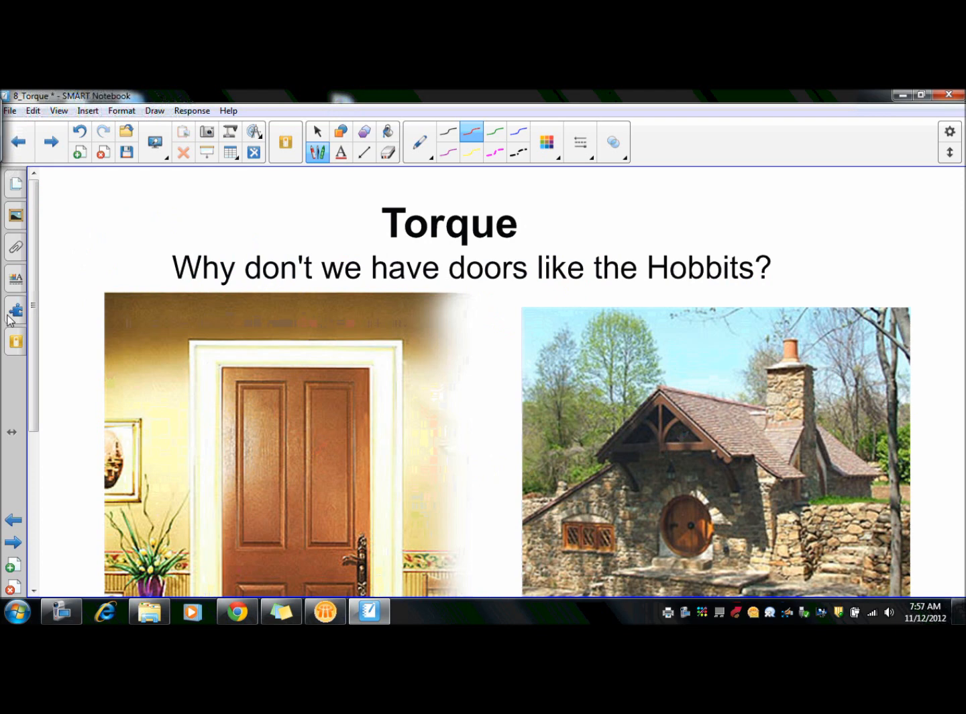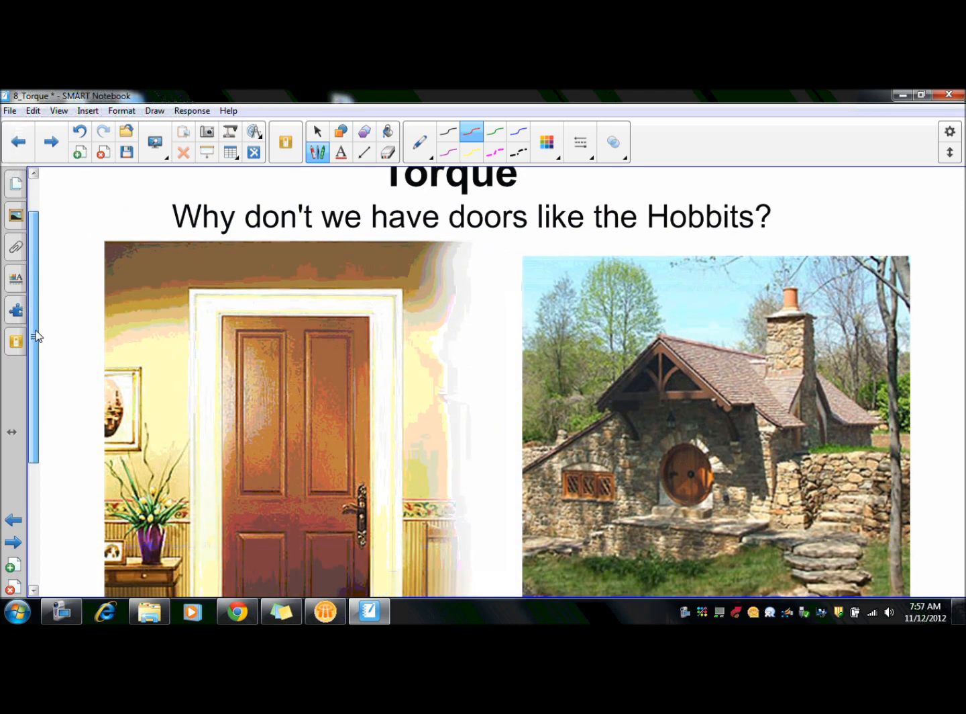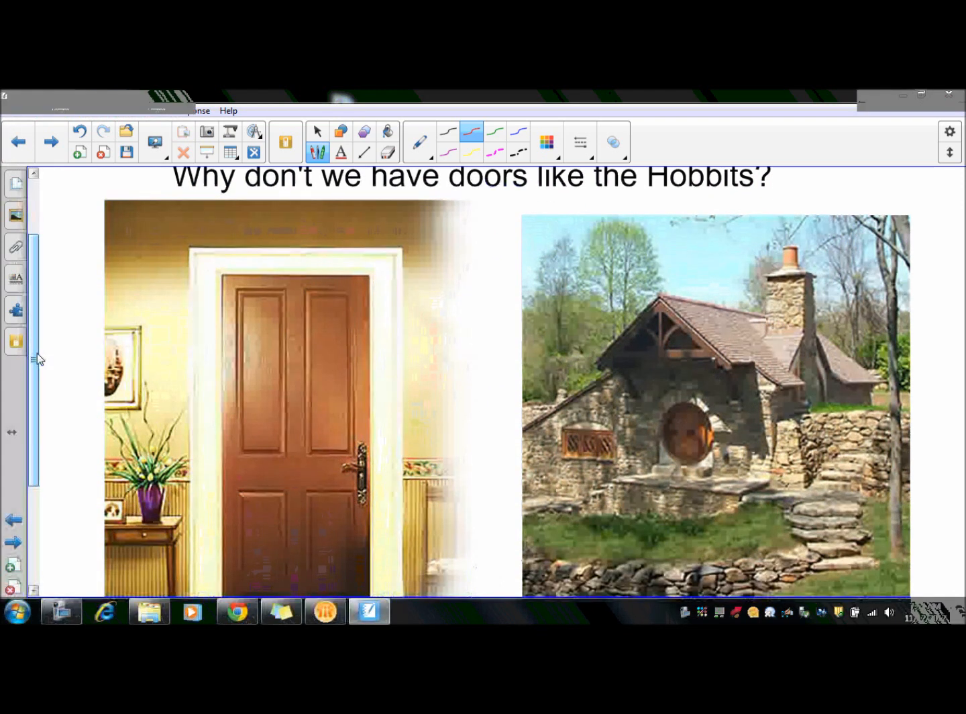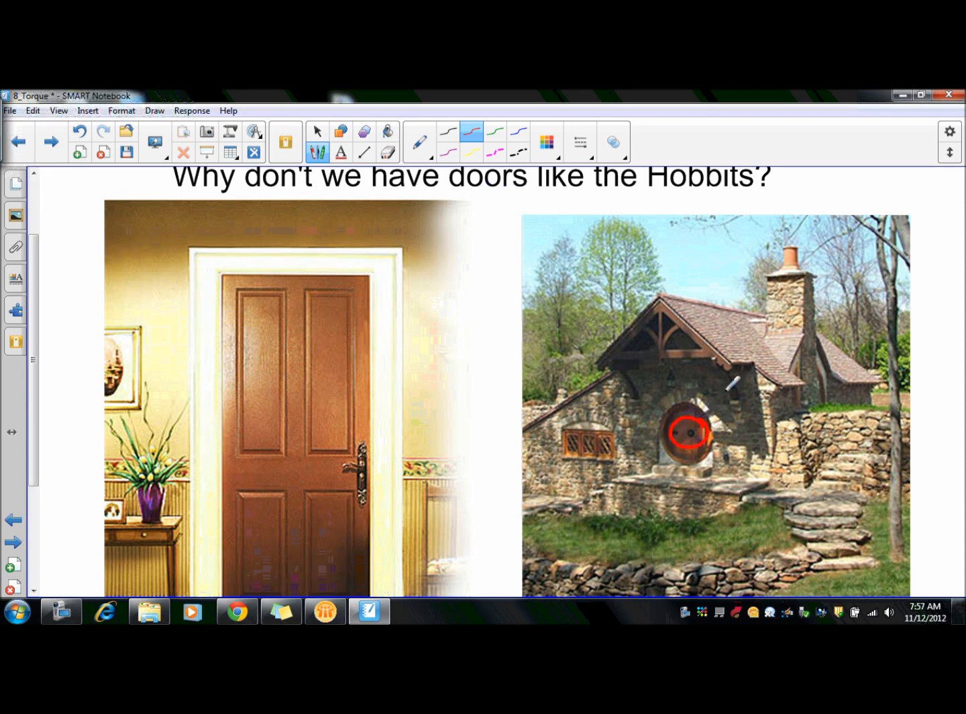So my next question is, let's talk about doors. If you've seen Lord of the Rings, you know hobbits have very interesting houses. So this is a hobbit house, and you should notice that the front door first is circular, which is really odd. But secondly, if you look really closely, the doorknob for a hobbit door is in the very center of the door. Here, we have our hinges on this side, in a standard door, and our handle is on the opposite end.